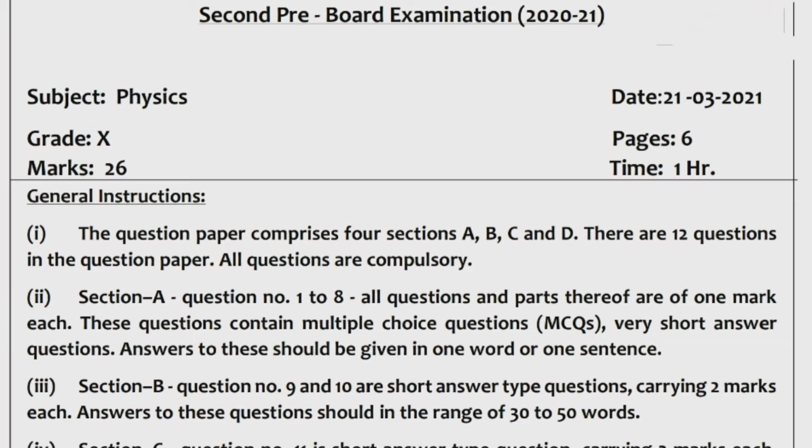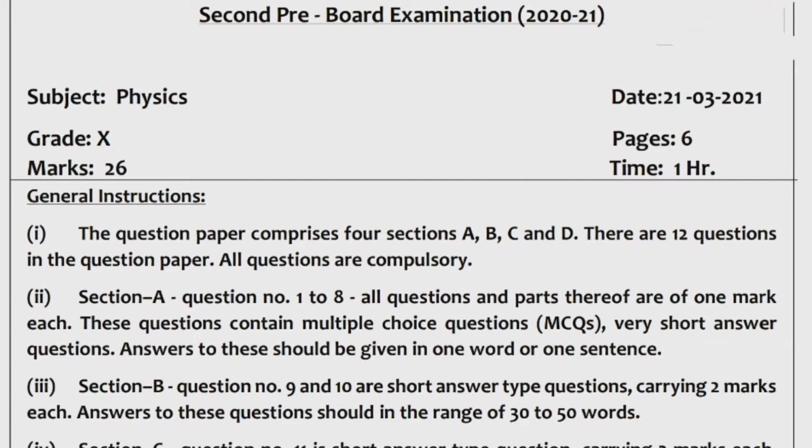General instructions. The question paper comprises 4 sections A, B, C and D. There are 12 questions in the question paper. All questions are compulsory. Section A, question number 1 to 8. All questions and parts carry 1 mark each. These questions contain multiple choice questions or MCQs, very short answer type questions. Answers to these should be given in one word or one sentence.